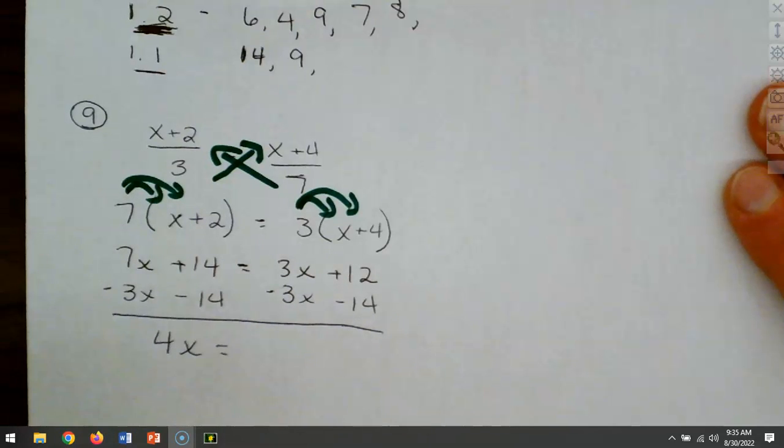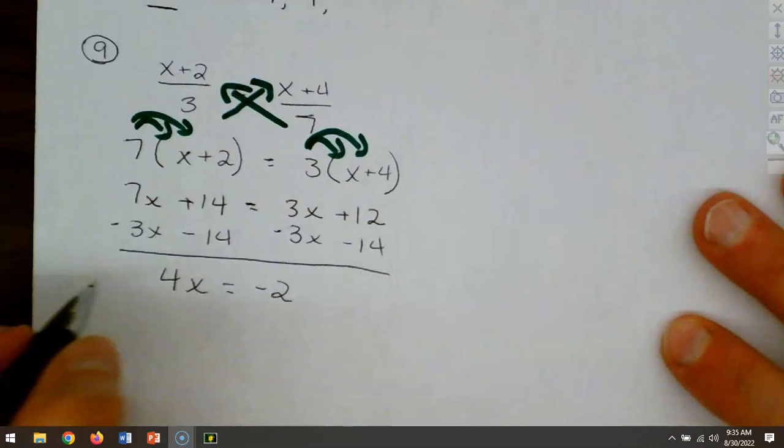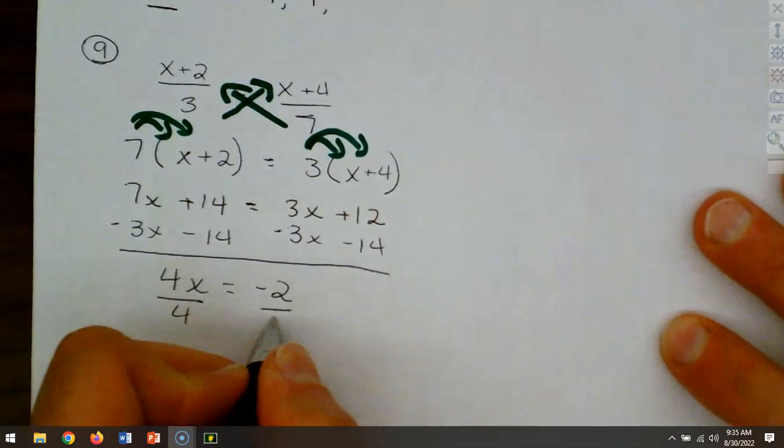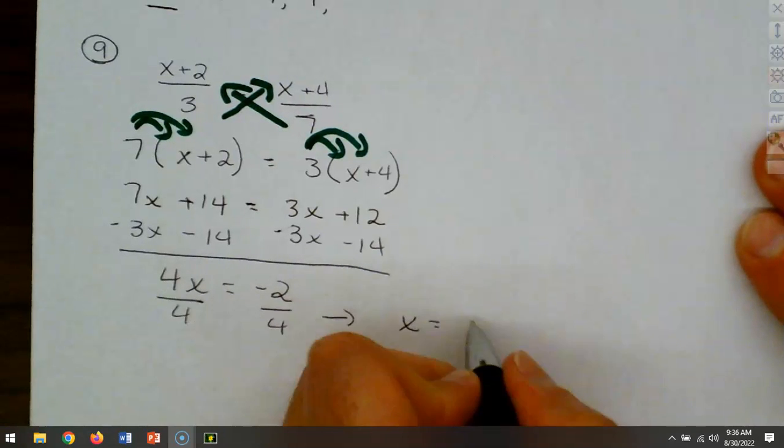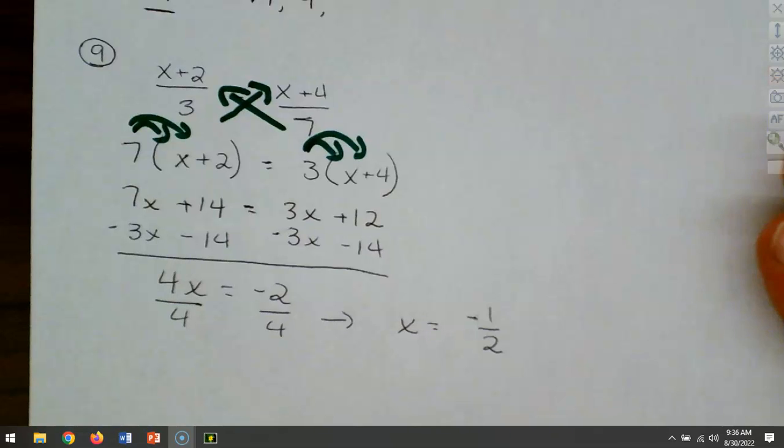And 12 minus 14, that leaves you with a what? Minus 2. We'll divide by our 4, and then we'll reduce that down. And that reduces down, and that gives you now x equals minus 1/2.